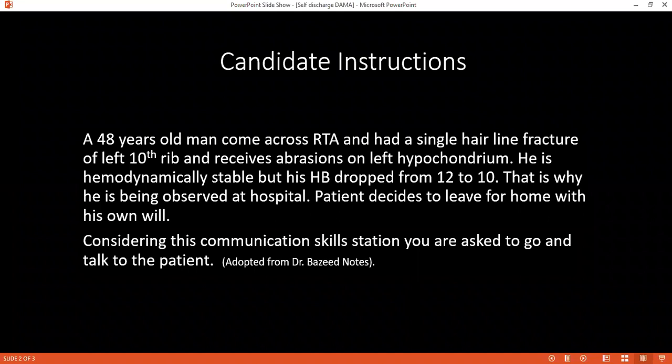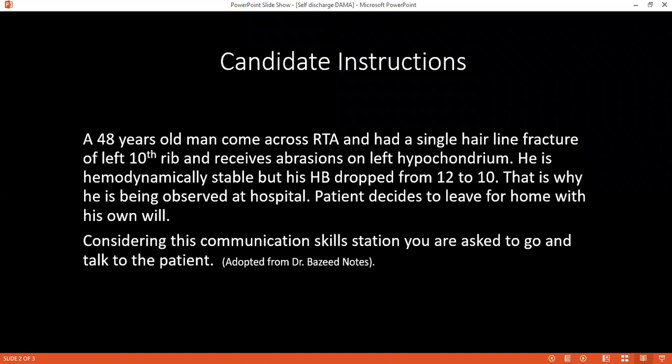Right. So if you have read and understood, considering your communication skills station, kindly begin. Hello, I'm Fozia, one of the surgical doctors here. May I confirm your name and age? Yeah, it's Tom, doctor. I'm 48 years old. Nice to meet you, and thanks for confirming. How would you like me to call you? Yeah, Tom is okay.